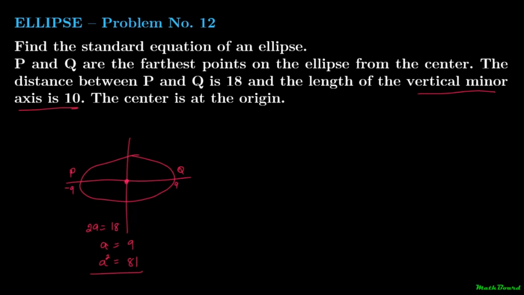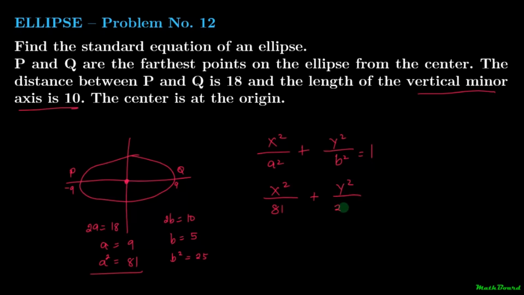Okay? Ngayon, yung ating 2B is 10, length ng minor axis. Therefore, B is 10 divided by 2, 5. And B squared, 25. So, horizontal yung major axis. The equation is x squared over a squared plus y squared over b squared is 1. So, substitution, x squared over 81 plus y squared divided by 25 equals 1.